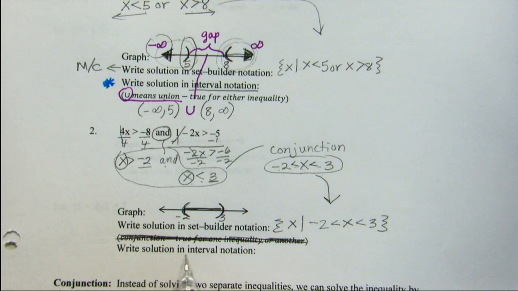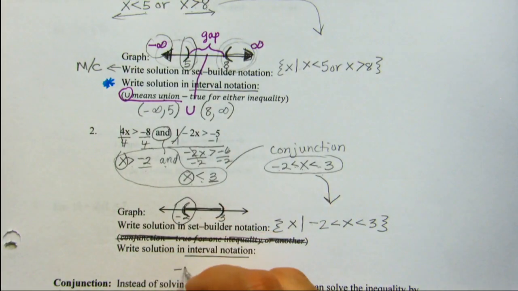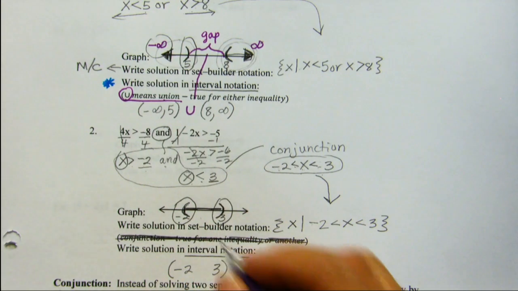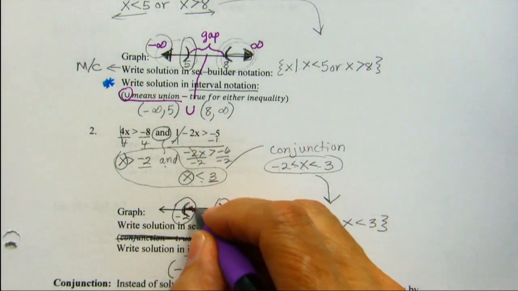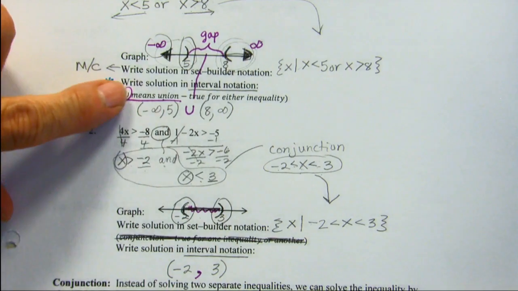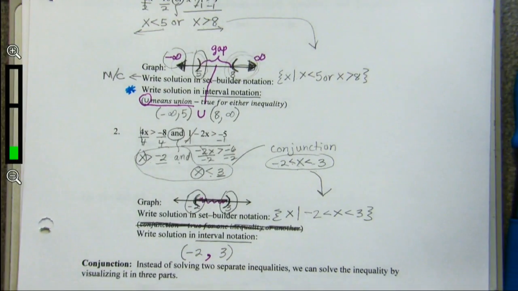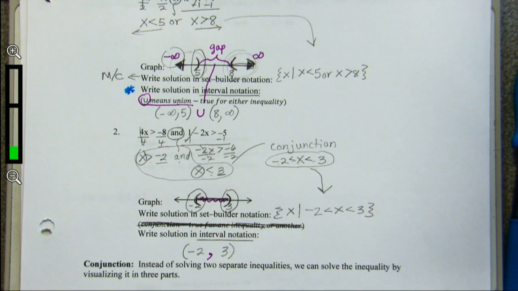Okay, set or interval notation is super simple on conjunctions. I've got a negative 2 with the parenthesis on the left. I've got a 3 with the parenthesis on the right. And all that stuff in the middle is your comma. And you're all done with interval notation for conjunctions. Disjunctions, the interval notation's a little bit more complicated. Oops, I'm off the page. Here we go.